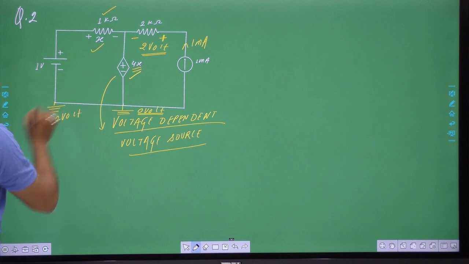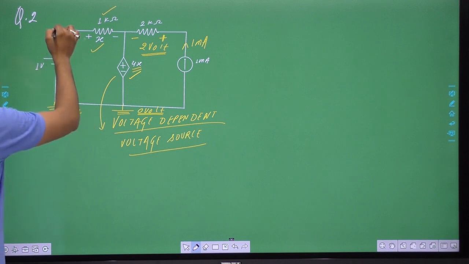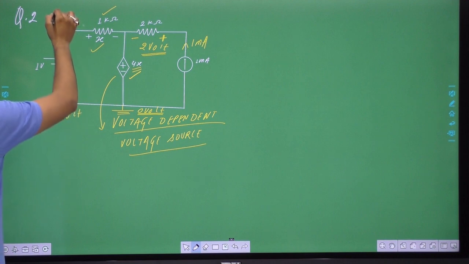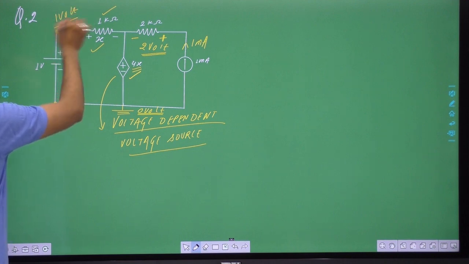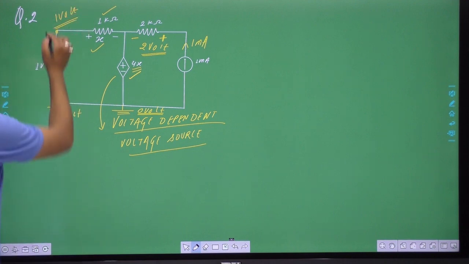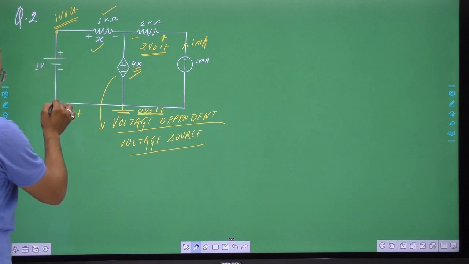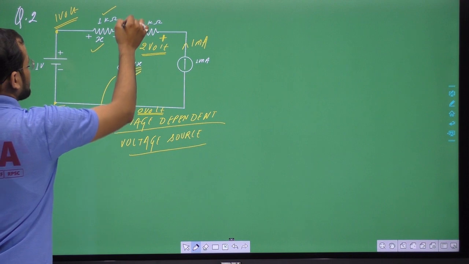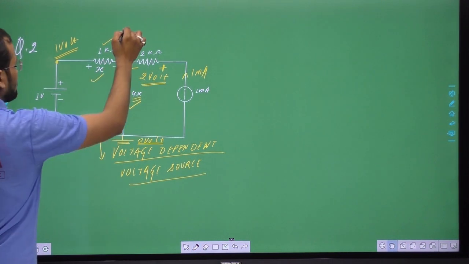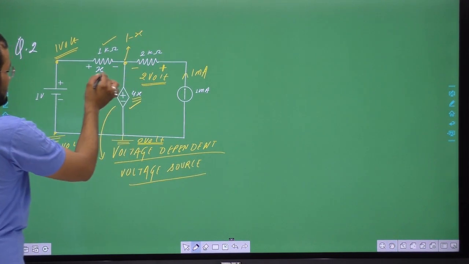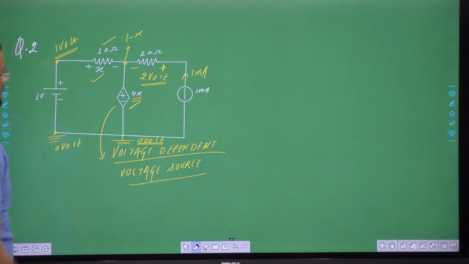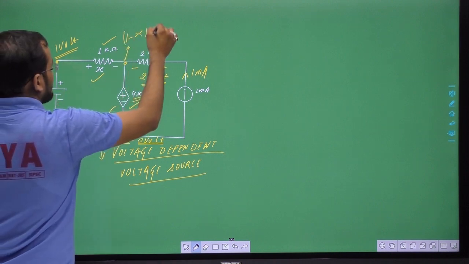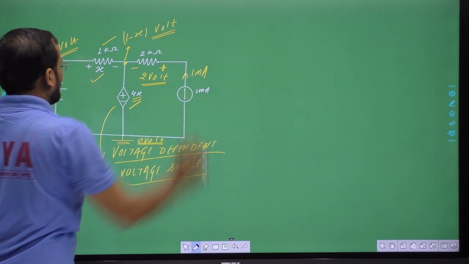Okay, so with respect to the 0 volt, the value at this point is 0 plus 1 volt. The value at this node is 1 volt. With respect to this 1 volt, or we can say that with respect to 0 volt, the value at this point will be equal to 1 minus x, because x volt is dropping here. So 1 minus x volt is the value here.